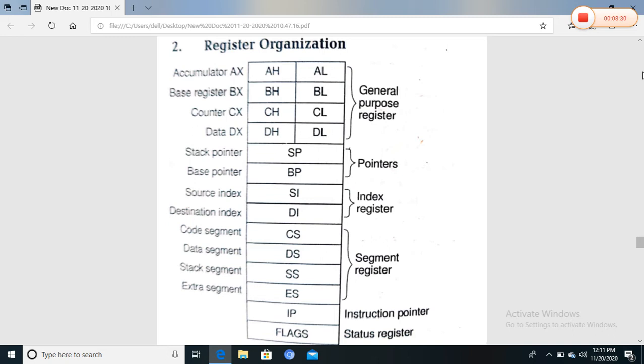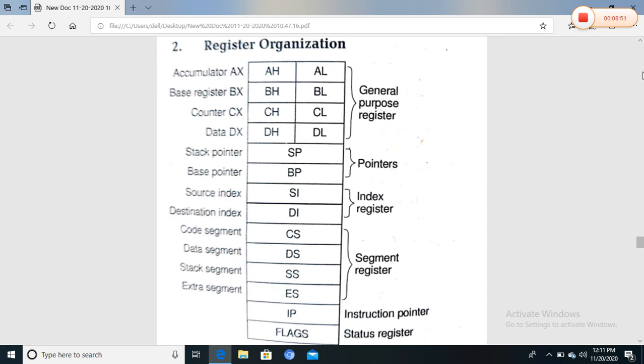Next are the segment registers. The code segment is used to store the 16-bit base of the code memory segment. The data segment stores the data and the results of the program. Next is the extra segment, which is used for additionally storing data and results. The stack segment is used to store the stack data.